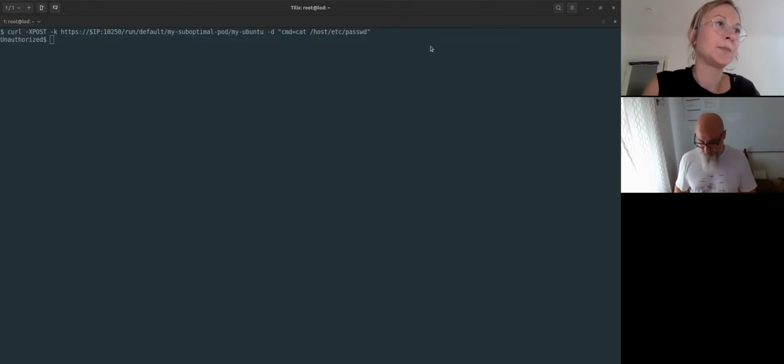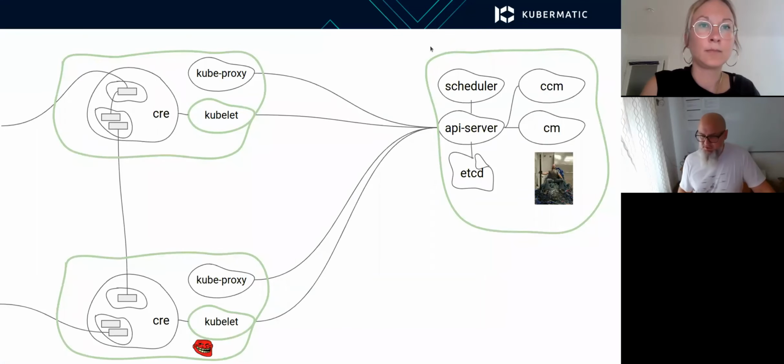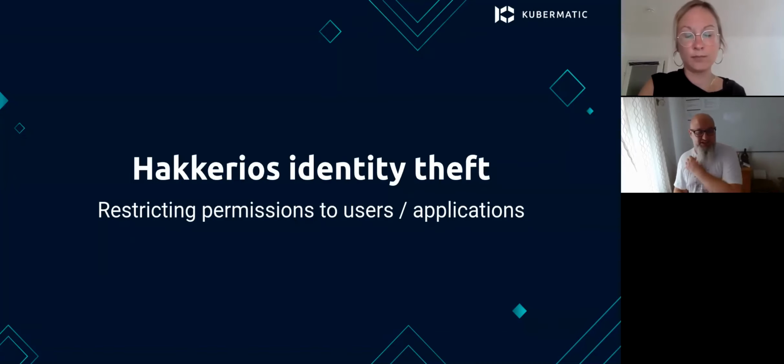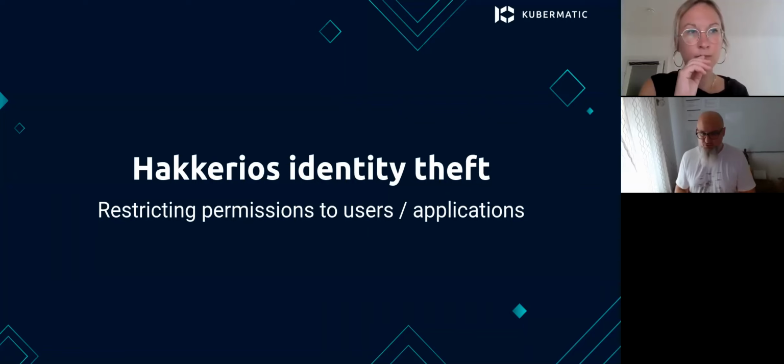Back to the slides. Okay, so now the kubelet is also in a green box or circle. So the kubelet is also safe, but we still have a lot of work to do here. Now Hakarios tries to steal identities. And for this, we do not need access to kubelet at all. He can do that via having access to the containers in the end.